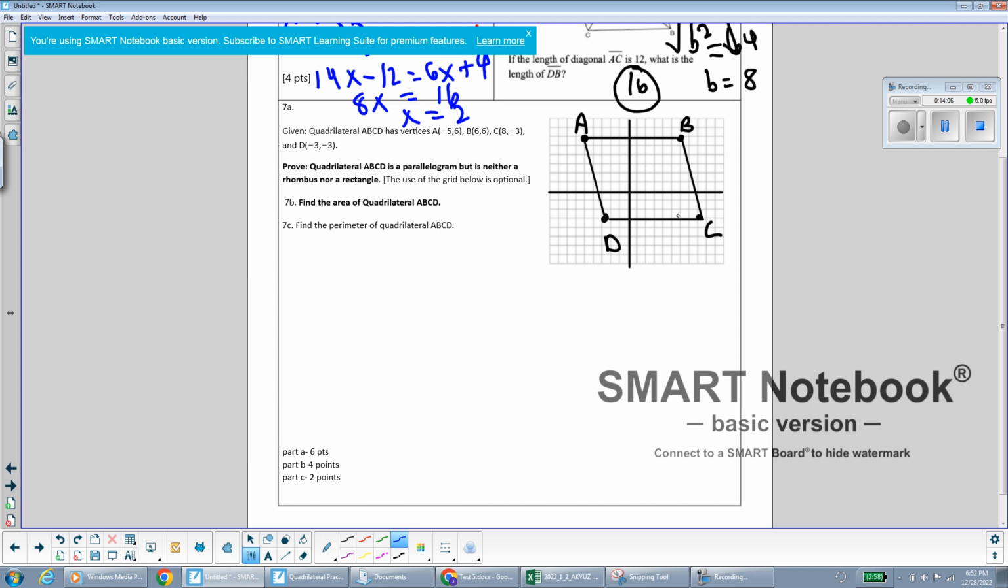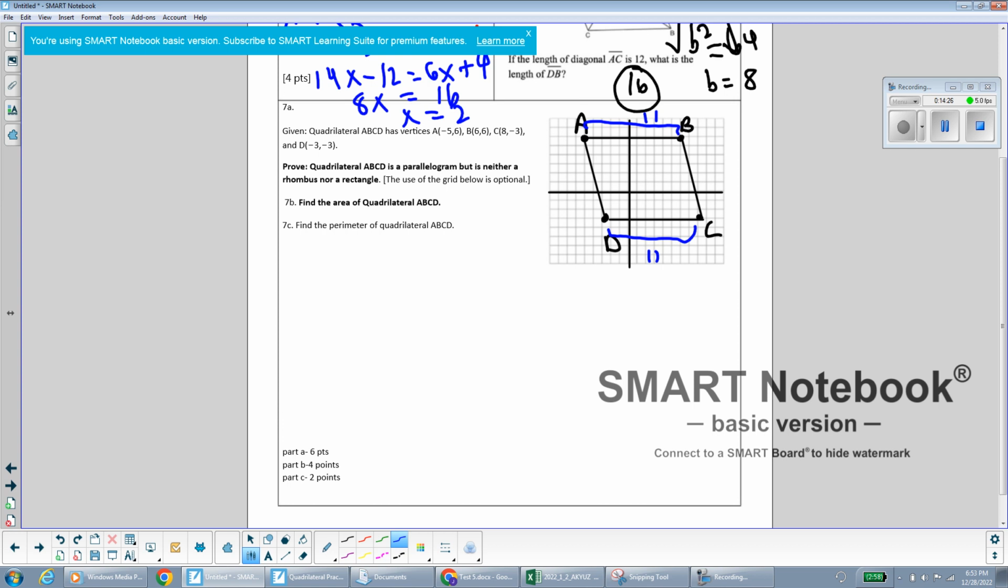Since AB and DC are straight horizontal lines, I can just count the boxes to find their length. So I'm going to do that. When I count the boxes from D to C, I get 11, and from A to B, I also count 11 boxes. Now, AD and BC are slanted lines, so I'm actually going to have to use the distance formula.